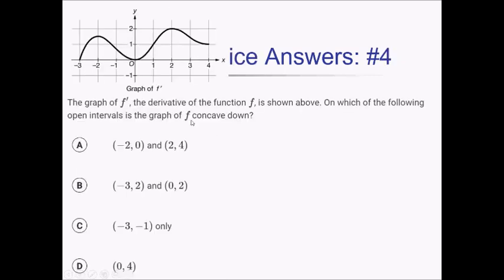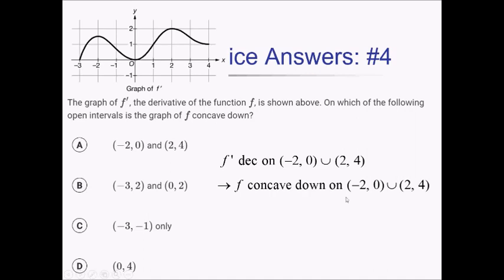For this problem, we're given the graph of f prime. We want to know where f is concave down. So f is going to be concave down where f prime is decreasing. f prime is decreasing on the interval from -2 to 0, and also from 2 to 4. So that means that f is going to be concave down on those two intervals, which is going to give us choice A.